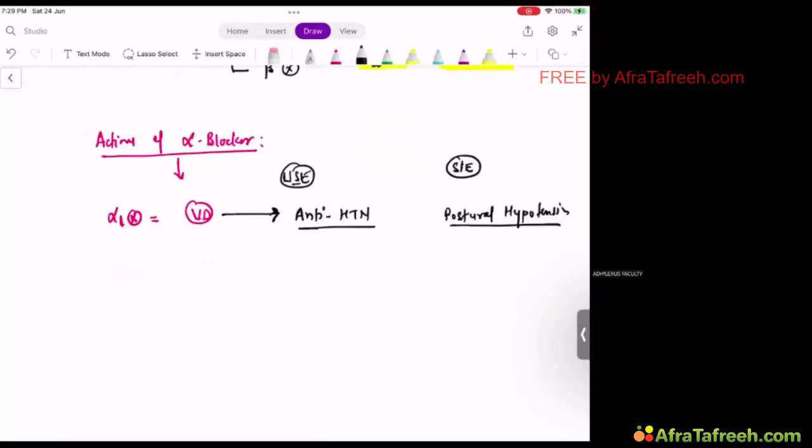So when you stand up, if you are taking an alpha blocker, your veins will remain dilated and blood will pool in the lower extremity, causing postural hypotension, hypotension on standing. What will happen to diastolic BP? The vessels dilate, so diastolic BP will fall. And if diastolic BP falls, what will happen to heart rate? We did discuss this. Diastolic BP is falling, so there will be reflex tachycardia.